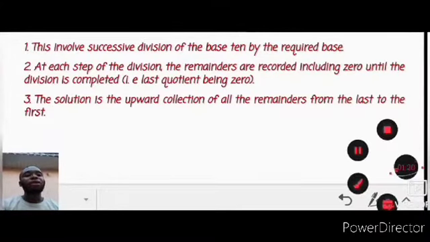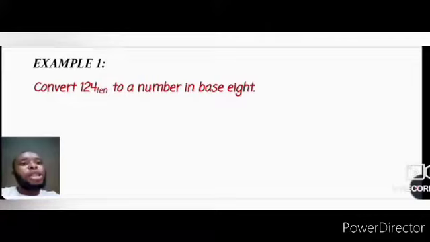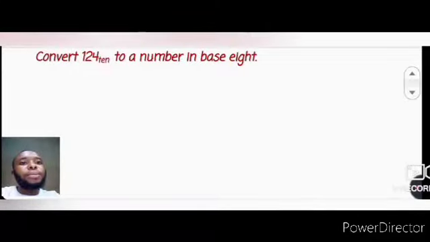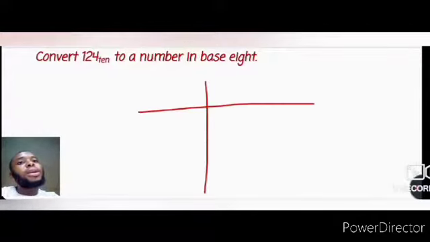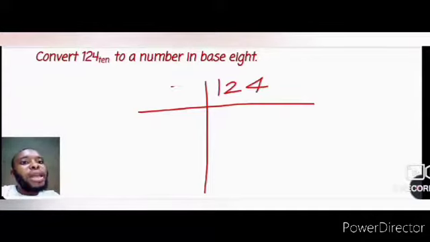So let's look at our first example. Example 1: Convert 124 base 10 to a number in base 8. Let's see what we can do here. As said earlier, you have to divide it. That means you have to divide 124 base 10 by 8.